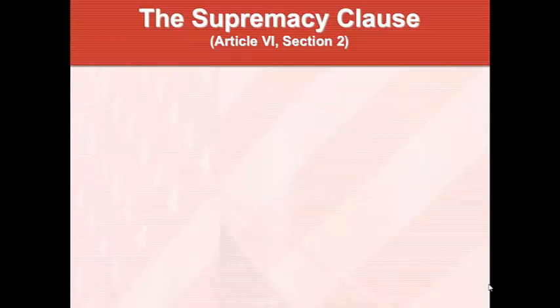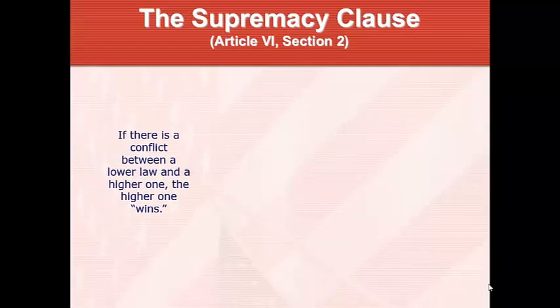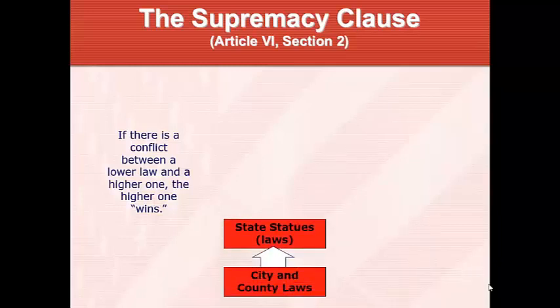So let's talk about the Supremacy Clause a little bit. The Supremacy Clause basically gives power, first and foremost, to the federal government. If there is a conflict between laws, the lower law loses and the higher one wins. So at the lowest level, we have the city and county laws, the city of Murray, the county of Salt Lake. And then, of course, it goes to the state, so the Utah state laws and statutes.